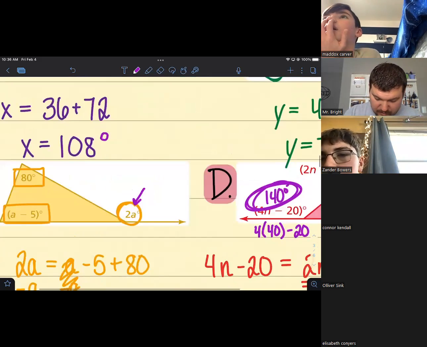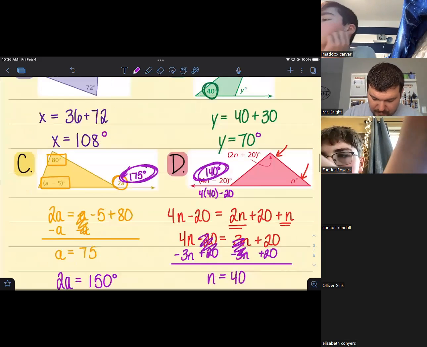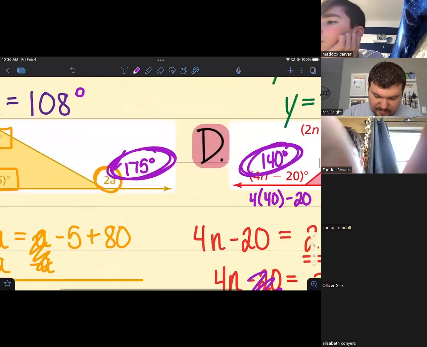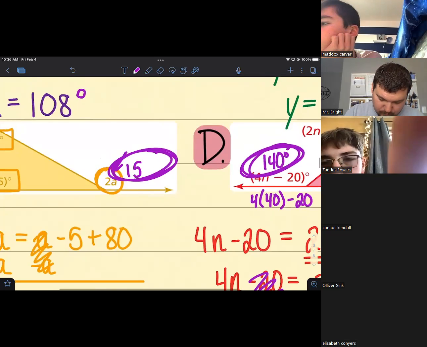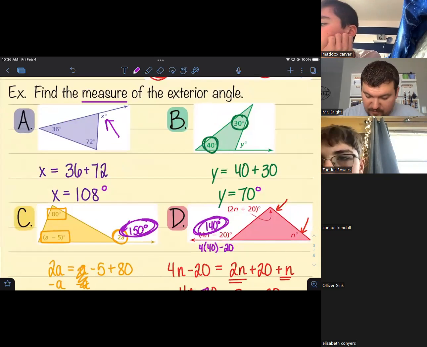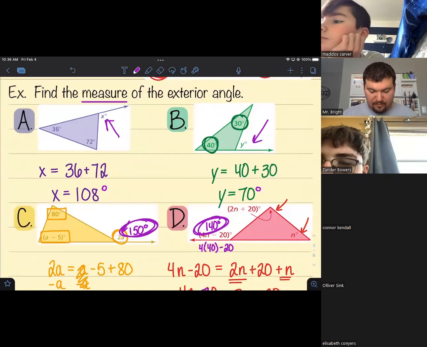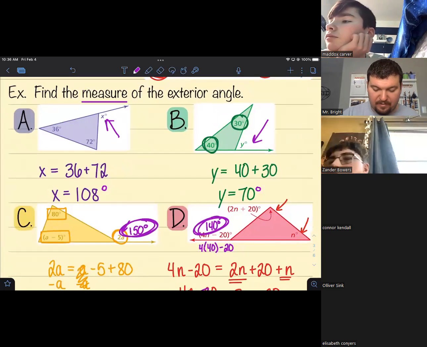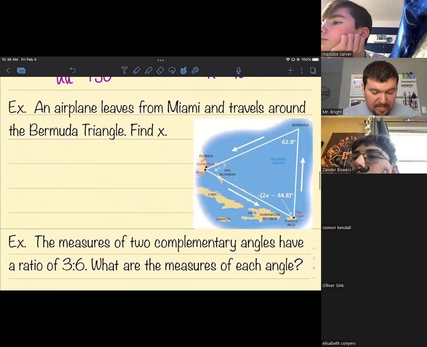And this one, remember, was 175 degrees. So I'll circle that. No, 150. It was 75 times 2. And the rest of them, when I just found x and when I just found y, I actually had my answer, so I just have the degree symbol after it. But when they give you the 2a or the 4n minus 20, you have to go ahead and figure out what that angle is. Okay, let's move on to the next example.